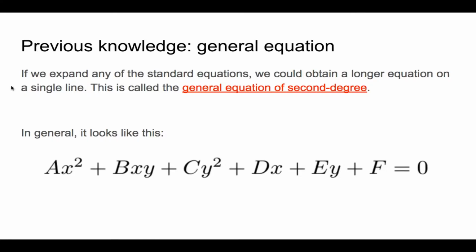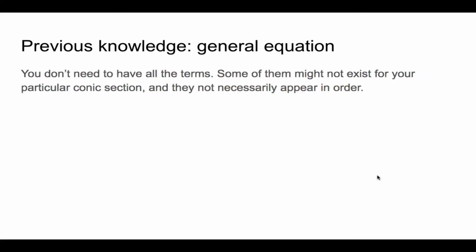Okay, so one term in x that is squared, one term in y that is squared, one term that is mixed in x and y, one linear term in x, one linear term in y, and maybe a free number. You don't necessarily have all these terms. Maybe you have all of them, maybe you're missing some. Also, they don't necessarily appear in order.